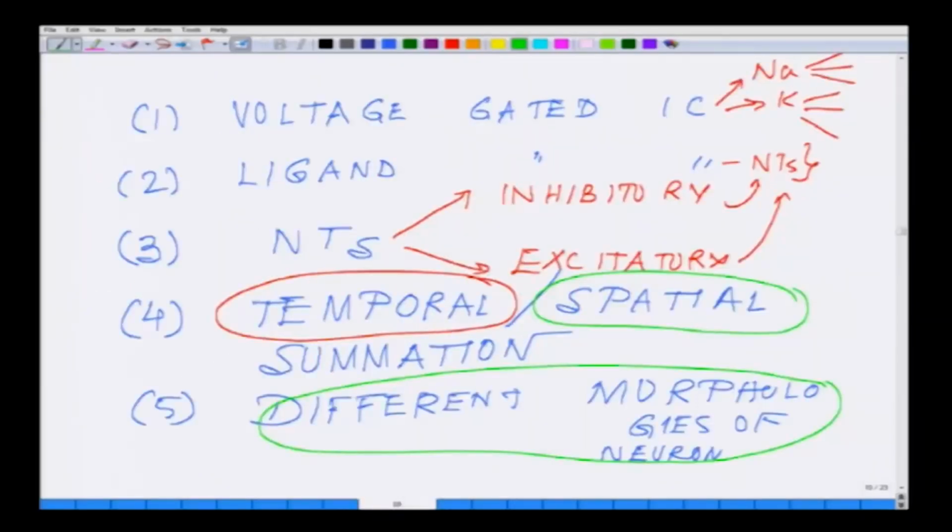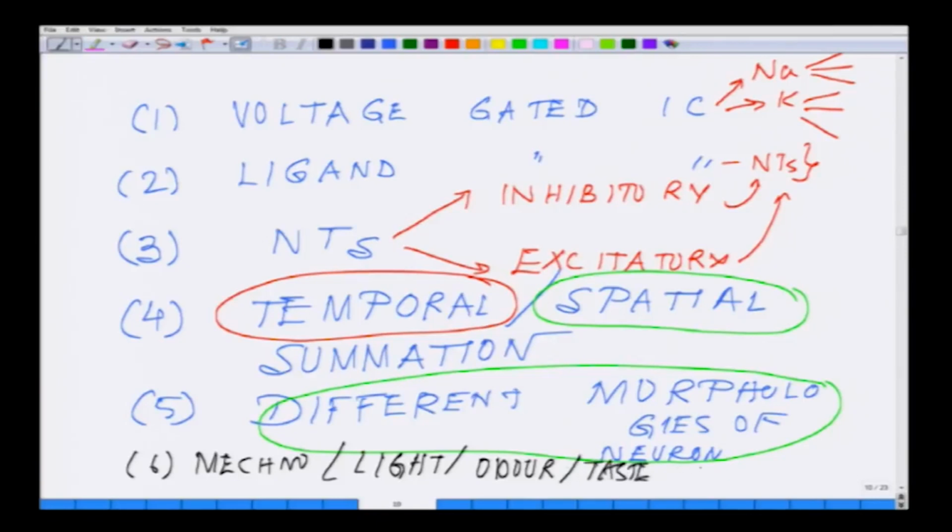Adding a few more complexities here, voltage gated. Then just to add to the complexity, mechano, light, odor, and taste neurons or channels.